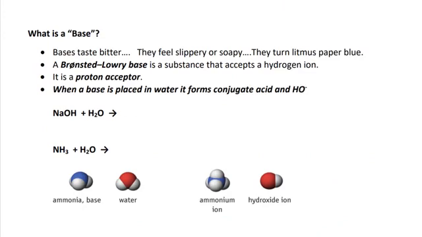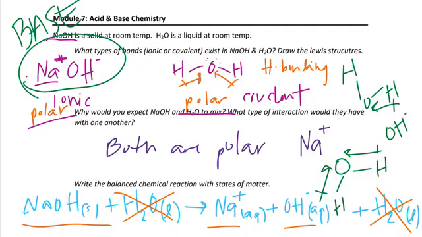All right, so what is a base? The most common form is when the base is placed in water and it forms the conjugate acid and the OH, similar to that first slide. If we went back and looked at this example, we saw that with my NaOH, the waters surround my Na.